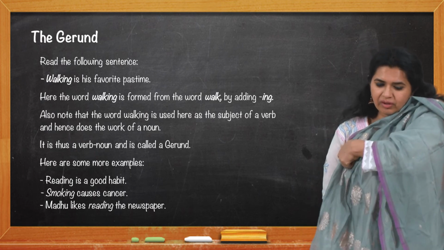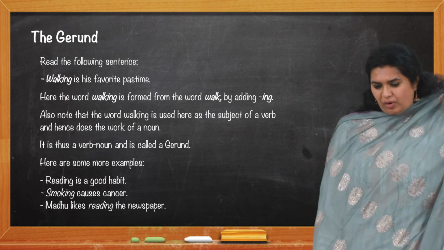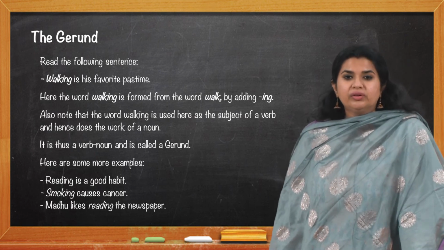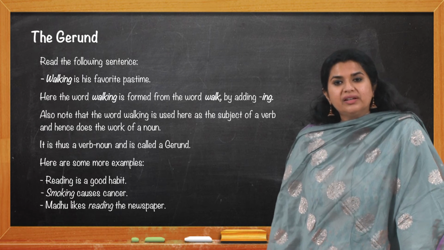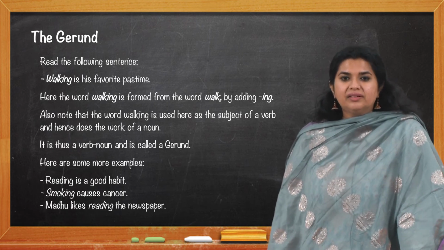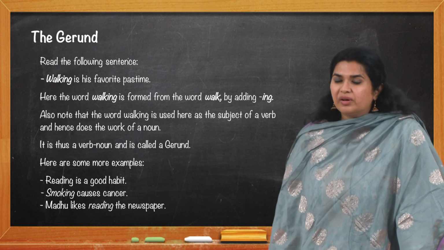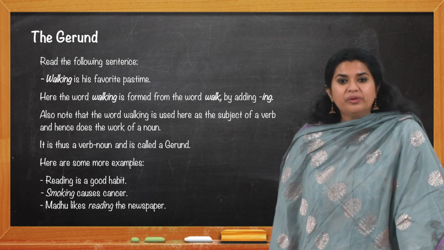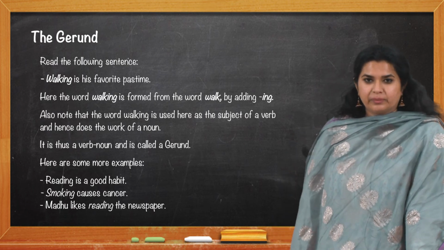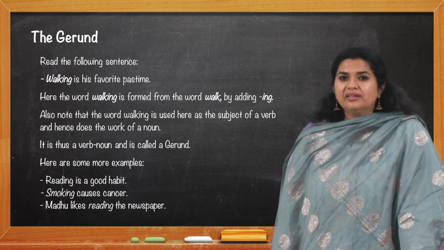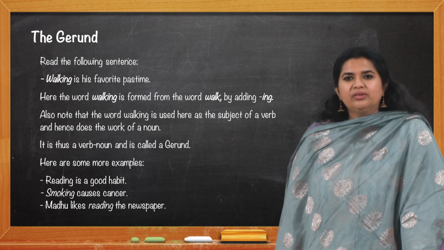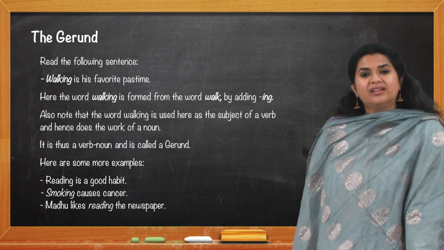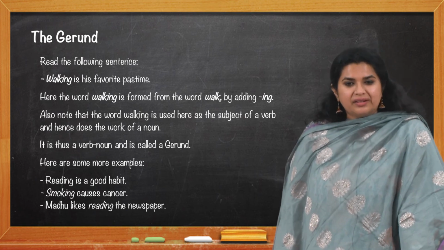Remember, the word walking here is formed from the word walk by adding ing. And also note the word walking is used here as the subject of a verb and hence does the work of a noun. So, the gerund does the work of a noun. Swimming is a very good exercise. So, we are not using swimming as a present continuous verb or tense, we are using swimming as a noun.